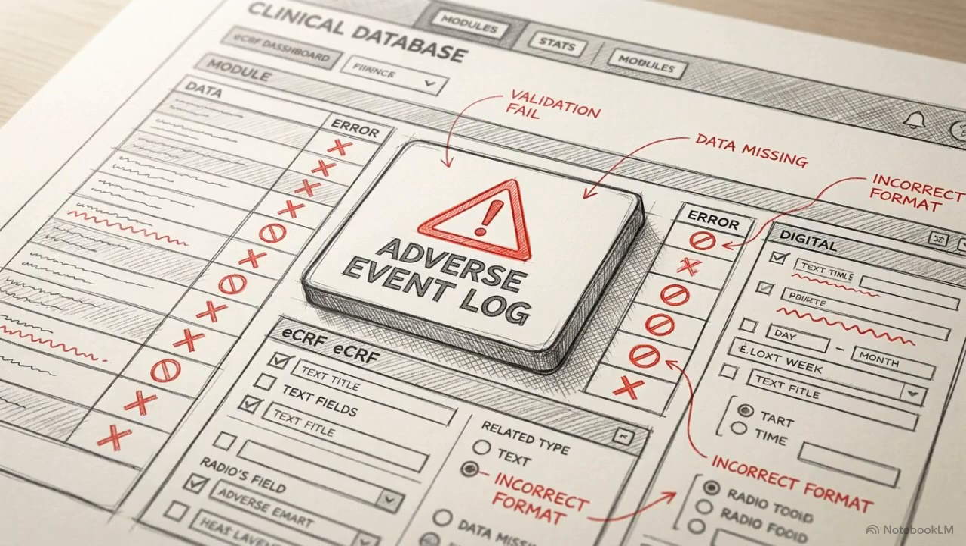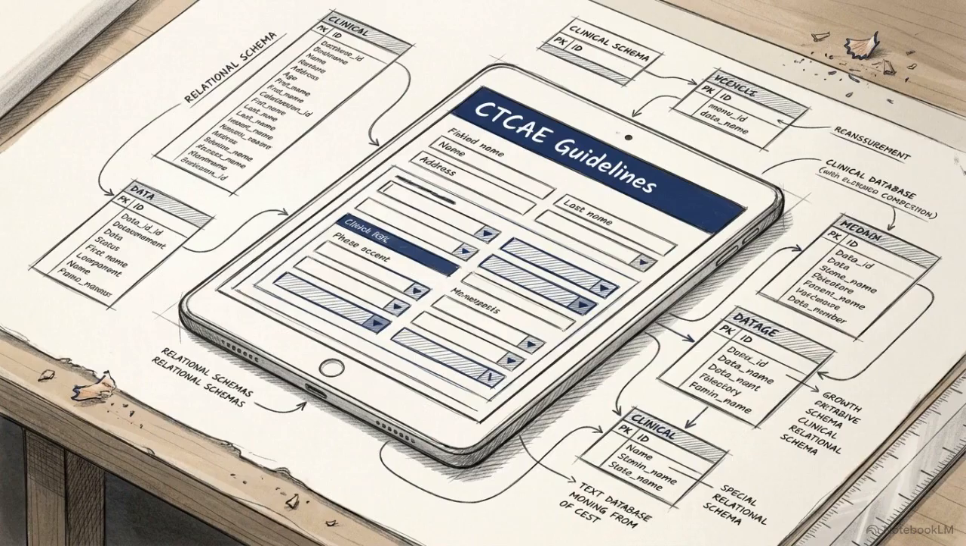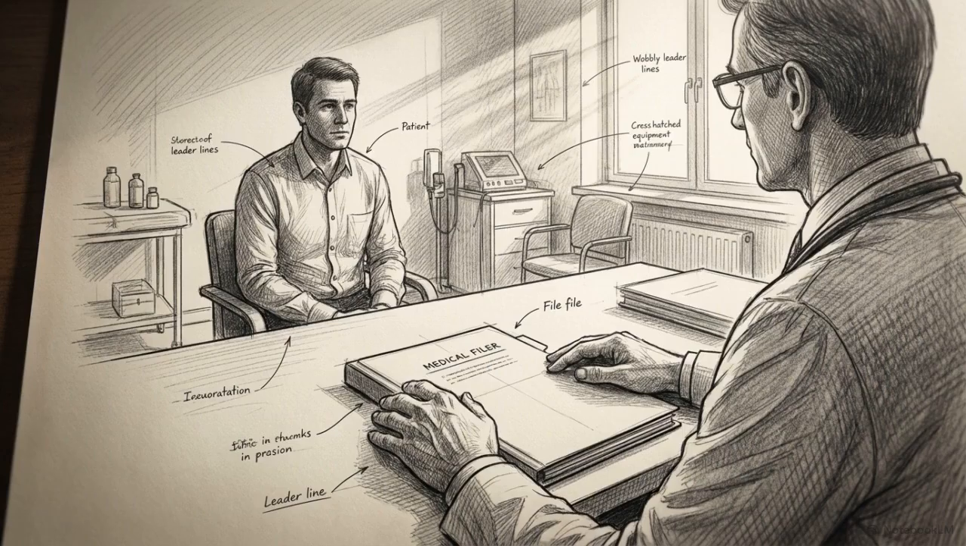Your AE design functions as a high-visibility, high-risk structural component that anchors the safety database. If your AE structure is weak, the resulting safety data becomes unreliable and will fail regulatory scrutiny. Our objective today is to build an eCRF aligned with the Common Terminology Criteria for Adverse Events, or CTCAE, to guarantee data integrity. Getting this design right protects the critical pillar of your entire study, the safety of the patient.